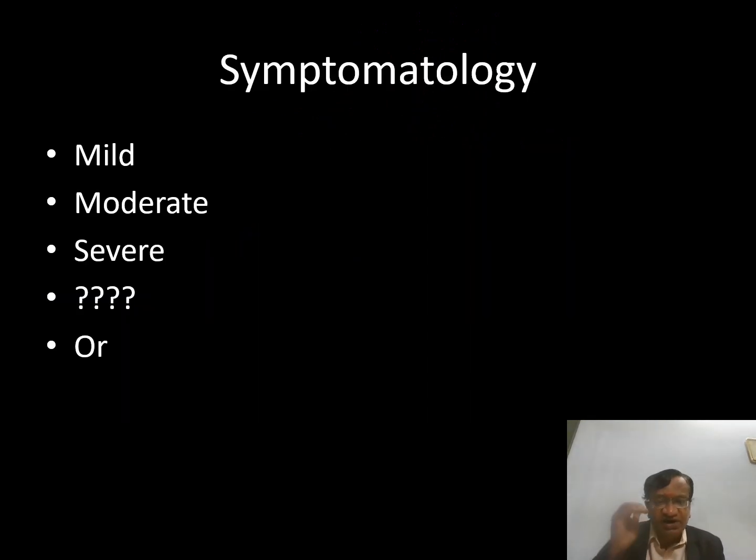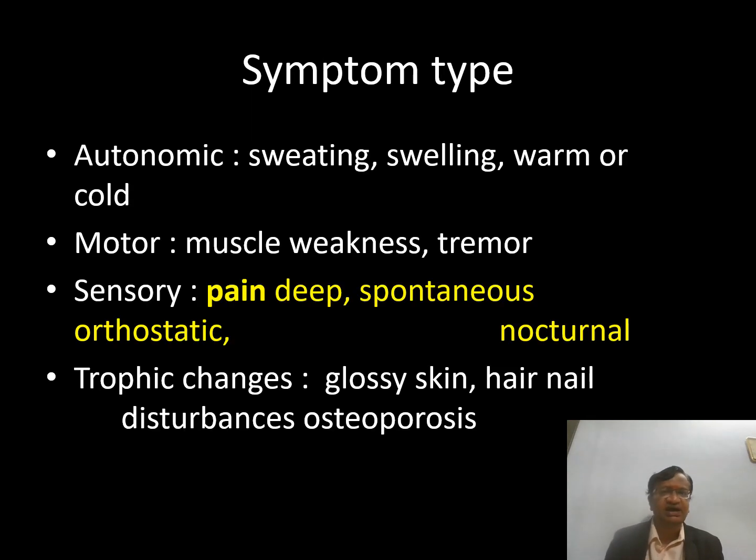Mild, moderate, or severe may be there, and symptoms may be autonomic, motor, or sensory. In autonomic, there may be sweating, swelling, warm or cold. That's what I told: warm CRPS and cold CRPS. Type 1 and type 2 are different. Nerve injury is there, type 2. Motor problem, that is what is called the functional limitation.